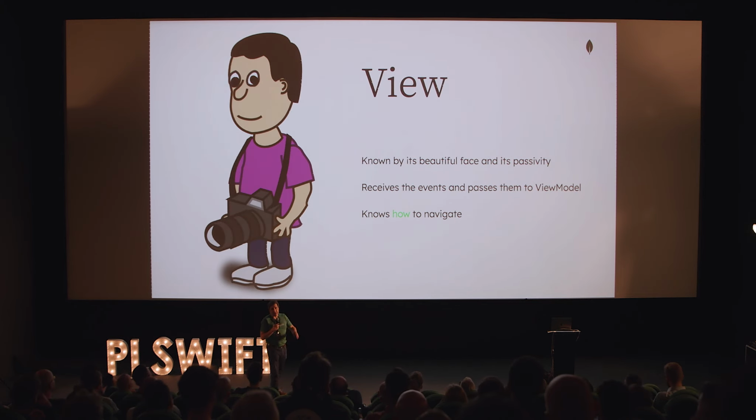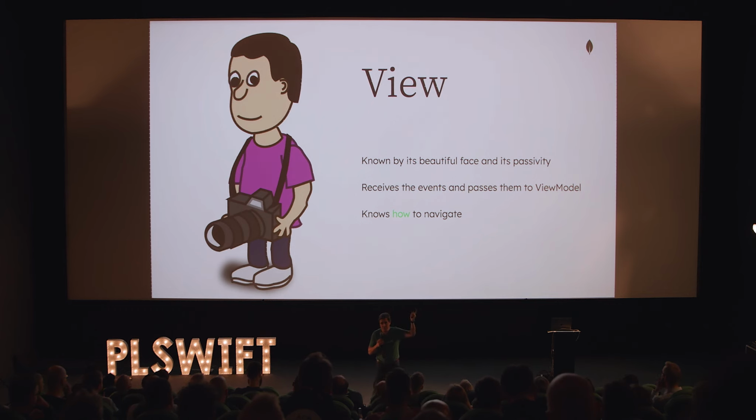So let me present you with the usual suspects here. We have already talked a little bit about a few of them. The view, we were talking about passivity, about beautiful face, and is the one that receives the user events and passes them onto the view model. It's the one that knows how to do the navigation. Does navigation link ring a bell for you in SwiftUI?